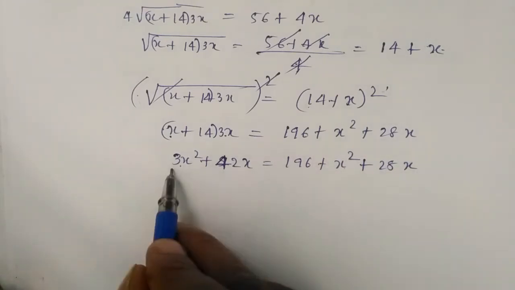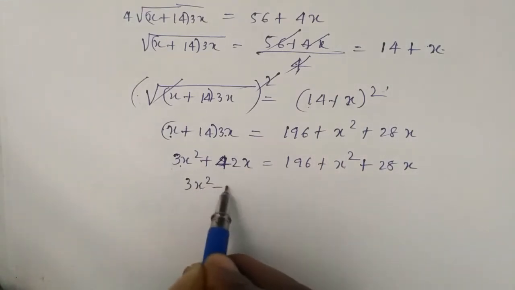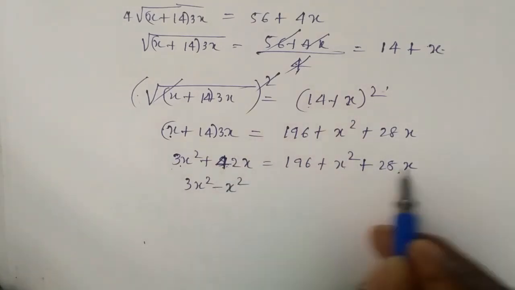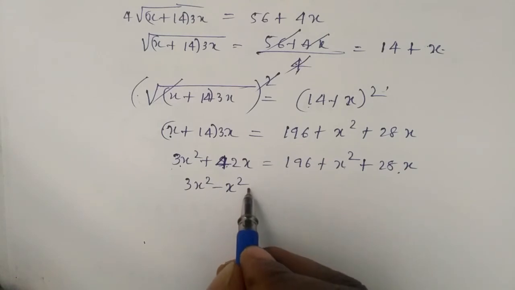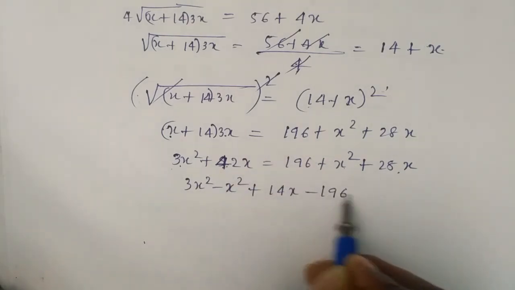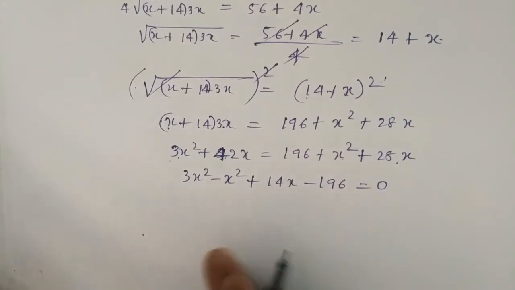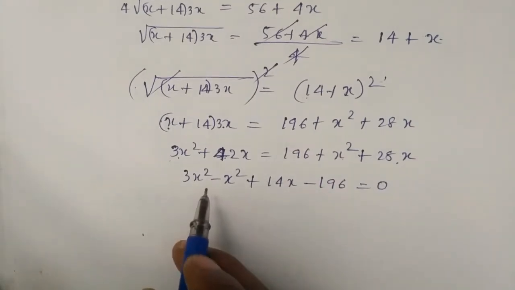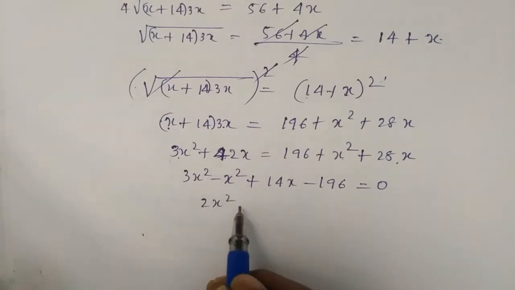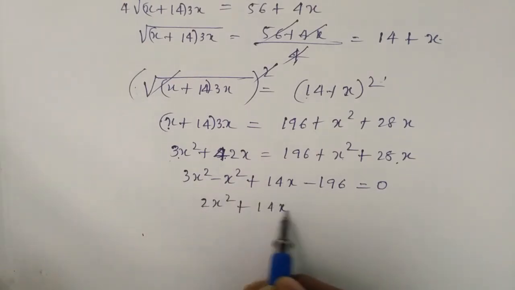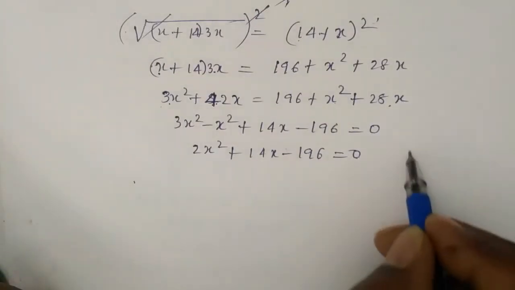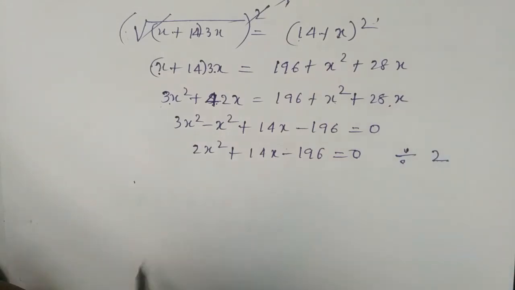Now 3x square brought this side, 3x square minus x square, 28 brought this side, 42 minus 28 it is 14x, 196 is minus 196 equal to 0. We'll get this much, and 3x square minus x square, it is 2x square plus 14x minus 196 equal to 0. We'll divide all the three terms by 2.